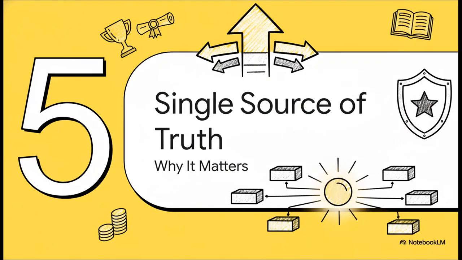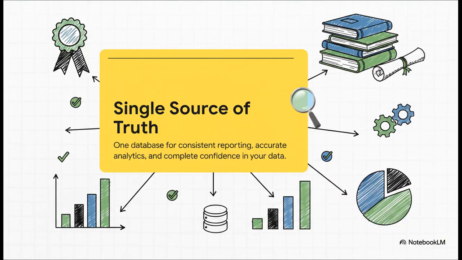All right, let's bring this all home by focusing on that one key idea we just mentioned, having a single source of truth. Because this isn't just some tech buzzword, this is the secret sauce that really powers your mission. So what does that actually mean in plain English? It means one database. That's it. One single place where everything lives. And when you have that, your reporting is always consistent, your analytics are always accurate, and you can have complete and total confidence in the data you're using to make those big, important decisions.